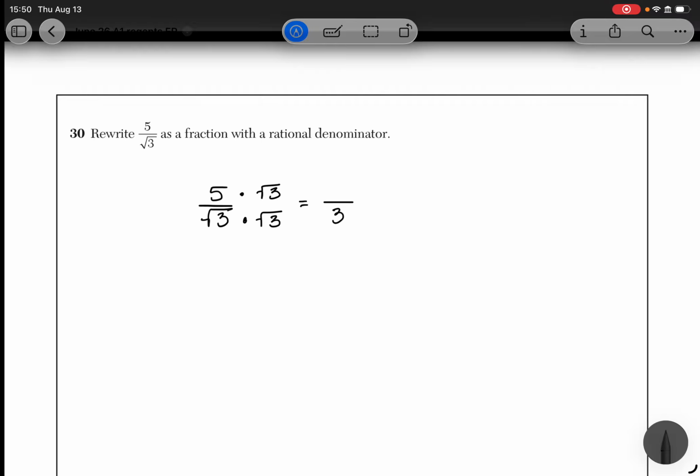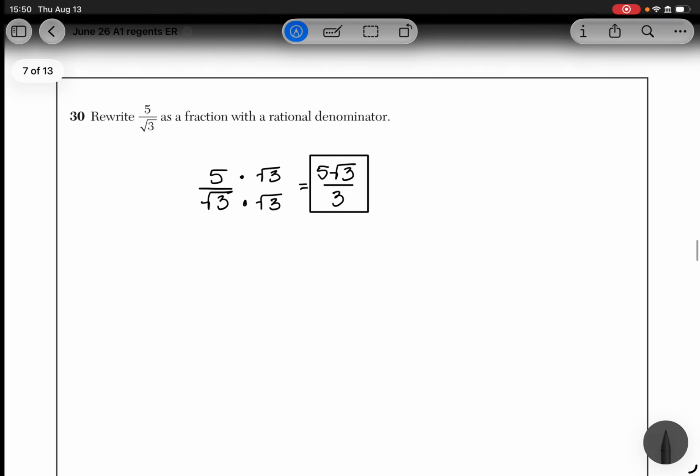3 is a whole number. There's no decimal behind it, no run-on number, which means that it is a rational number. And now we have 5 square root of 3 at the top, which we can just rewrite as 5 square root of 3 since they're being multiplied. And this will be our final answer. All we needed to do was create a rational denominator, which meant that we made an irrational numerator, which is completely okay.